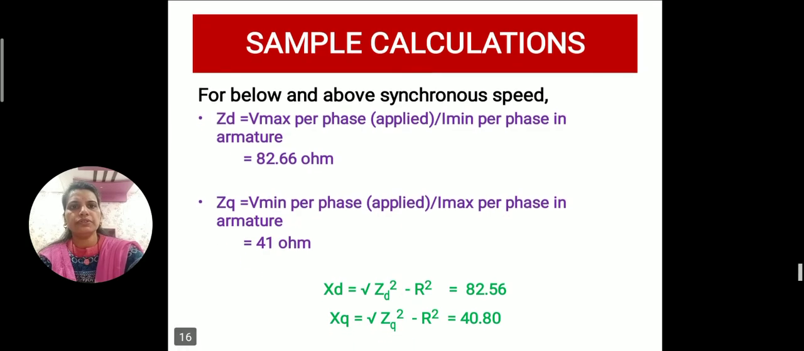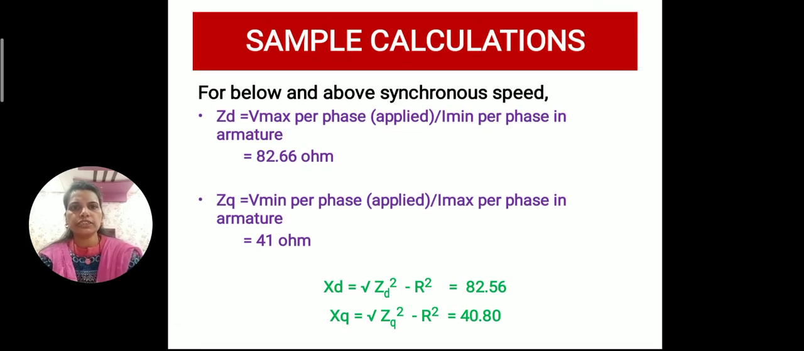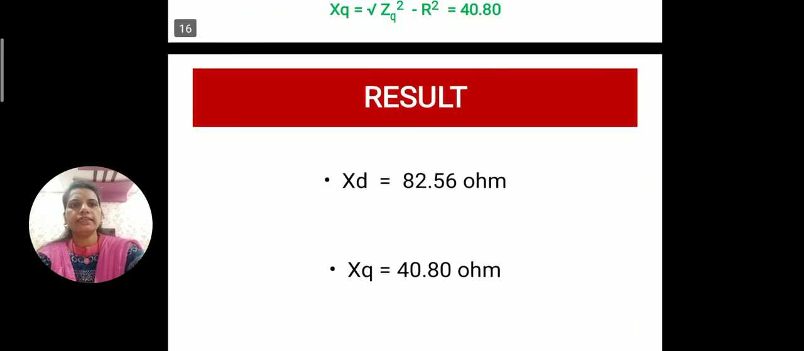So if you put those values, then you will get Zd equal to 82.66 ohm and Zq equal to 41 ohm. Okay, so after putting those values, you will get Xd equal to the square root of Zd square minus R square, which is 82.56, and Xq equal to the square root of Zq square minus R square, which is 40.80. Clear? So these are the values of Xd and Xq, and finally in the result you have to check which value is greater, the direct axis or the quadrature axis reactance. So here Xd is 82.56 ohm and Xq is 40.80 ohm.